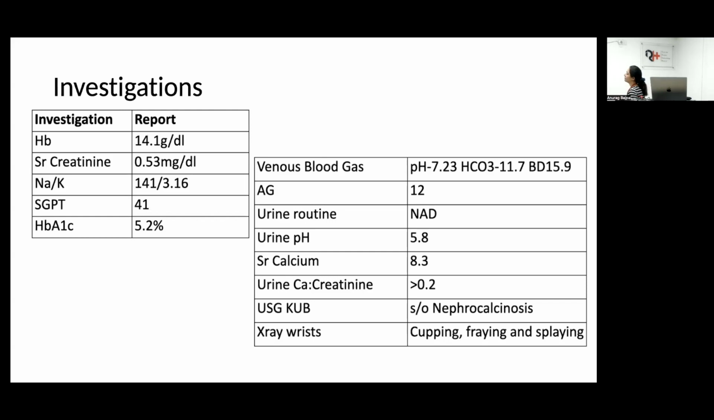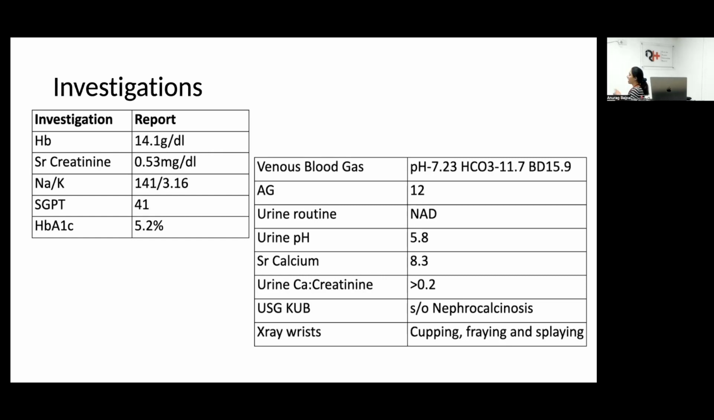So these are the investigations of the index case at first presentation. Hemoglobin is normal, and creatinine was normal, so this pretty much rules out CKD in this child. She had borderline low potassium level. Blood gas and anion gap showed normal anion gap metabolic acidosis. Urine routine was normal, so there was no glycosuria, no aminoaciduria. And the severity of acidosis was much more compared to what one usually sees.